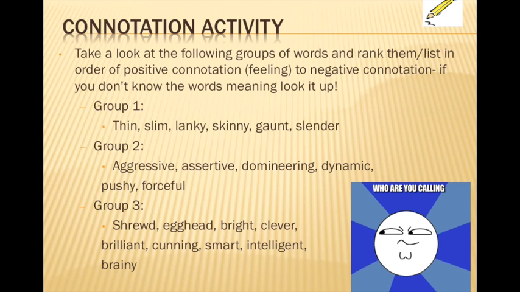How about group 3? Shrewd, egghead, bright, clever, brilliant, cunning, smart, intelligent, brainy. Now, most of those words you should know, hopefully. And I would say, when we're looking from positive to negative connotation, calling someone smart or intelligent has a positive feeling attached to it. But calling them an egghead maybe doesn't have a positive feeling. In fact, it's more of a negative connotation. So order those from positive to negative, and we're going to check this in class tomorrow. Write each group down from positive to negative based on how you personally feel those words have a connotation attached to them.